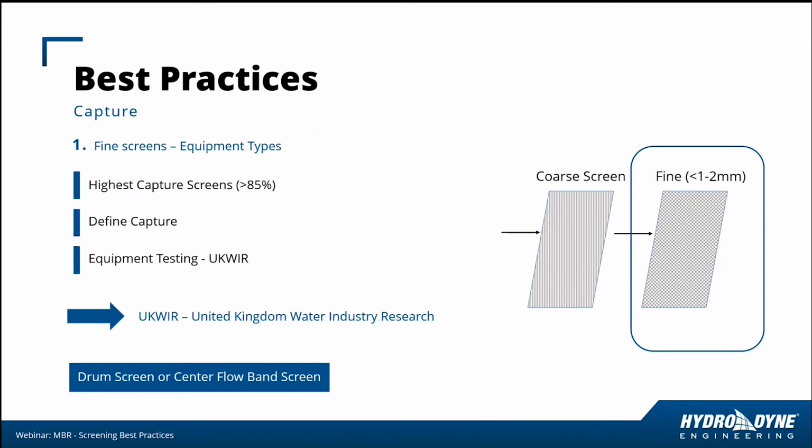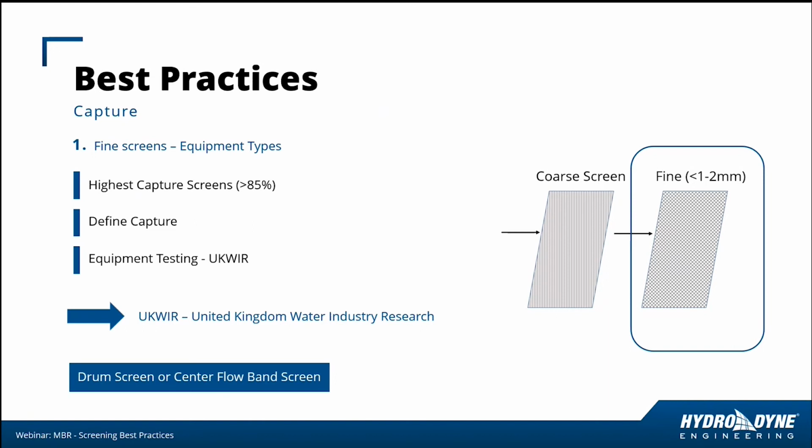And moving on to best practices with respect to capture. In this case, looking again at the fine screening stage, looking at equipment types. The equipment required here has to have the highest capture available, and that's generally required by the membrane manufacturers. And if we define capture, that's the amount of material that the screen removes in total from the wastewater treatment process. And that means suspended material that's organic and inorganic that's taken out of the front end of the process.